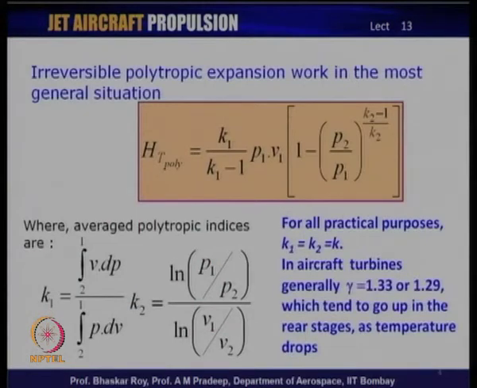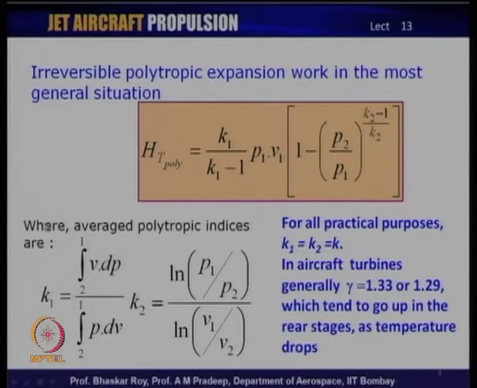If we write down the irreversible polytropic expansion, the earlier one we wrote down was reversible polytropic expansion in the most general case, we can say that H T polytropic will be given by K 1 divided by K 1 minus 1 whole thing to the power P 1 V 1, and then whole thing multiplied by 1 minus P 2 by P 1 to the power K 2 minus K 1 by K 2.